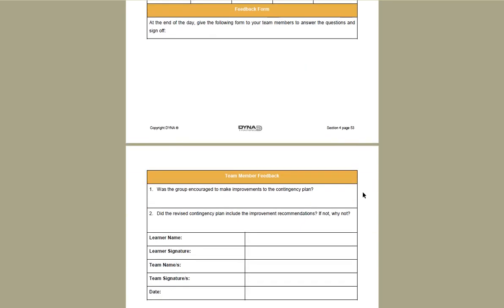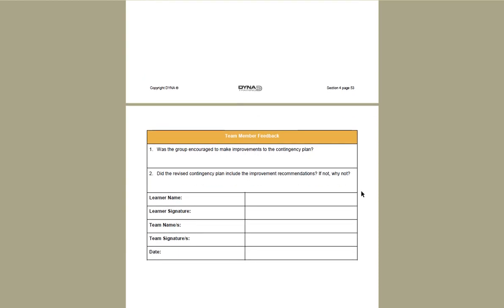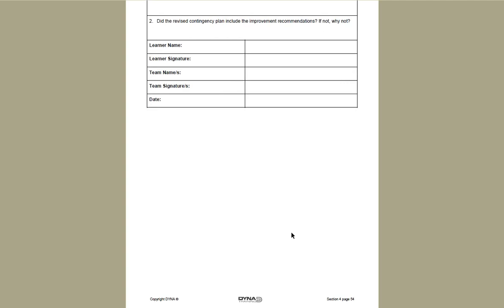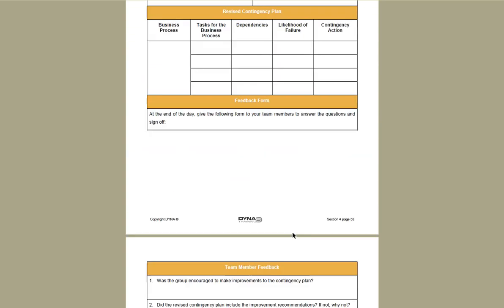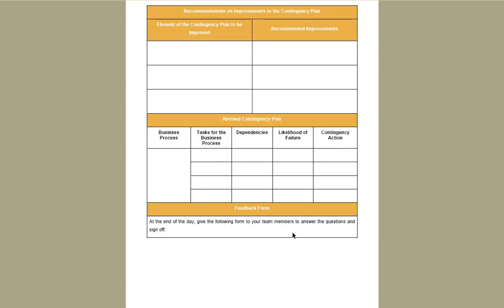Then at the end of the day, which really just means once you've come up with the better plan B, I want you to share that with your team member. They will make comments over there. Was the group encouraged to make improvements to the contingency plan? I hope it was a yes. Did the revised contingency plan include the improvement recommendations? So you're going to say, well, we've changed our plan B to a better plan B. And then you'll put in there. And then again, everyone will sign and date. And then, ladies and gentlemen, you are complete with planning and problem solving.